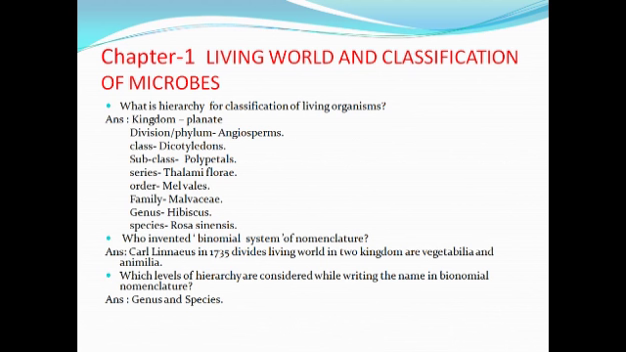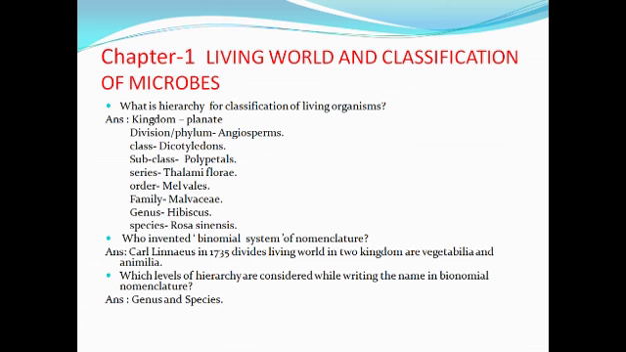Before starting the class, I would request all the students to please keep your books in front of you. Okay, so let's start with the first chapter. Take out page number 1. The chapter name is Living World and the Classification of Microbes. What are microbes? Microbes are small living organisms that are present in our atmosphere. All the living organisms that are present in our atmosphere are known as microbes.